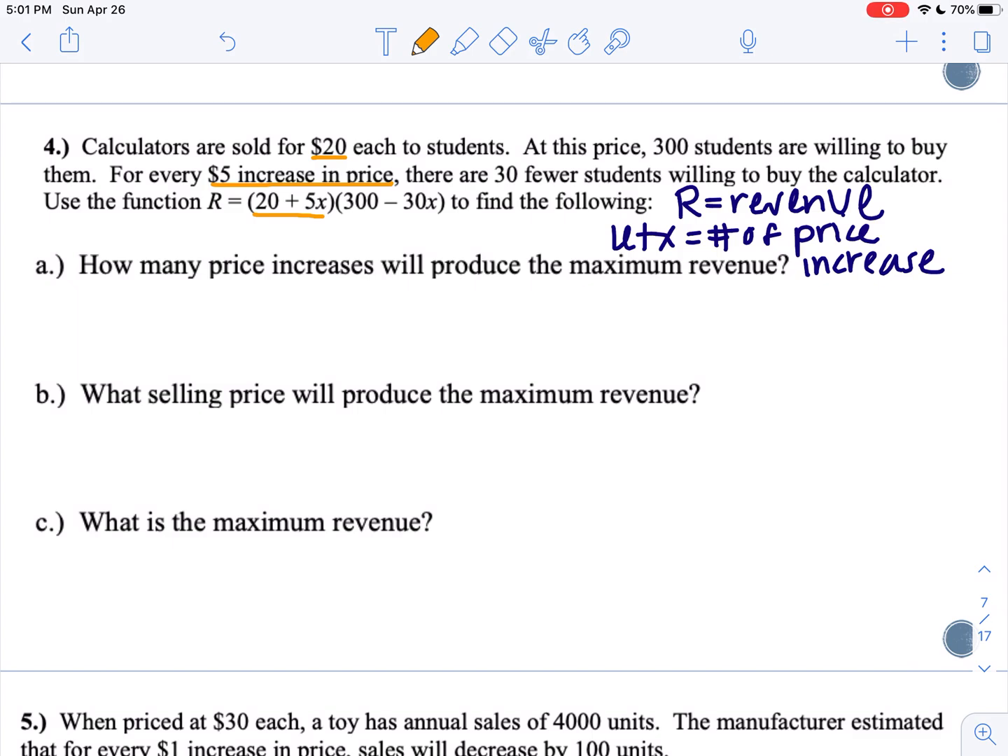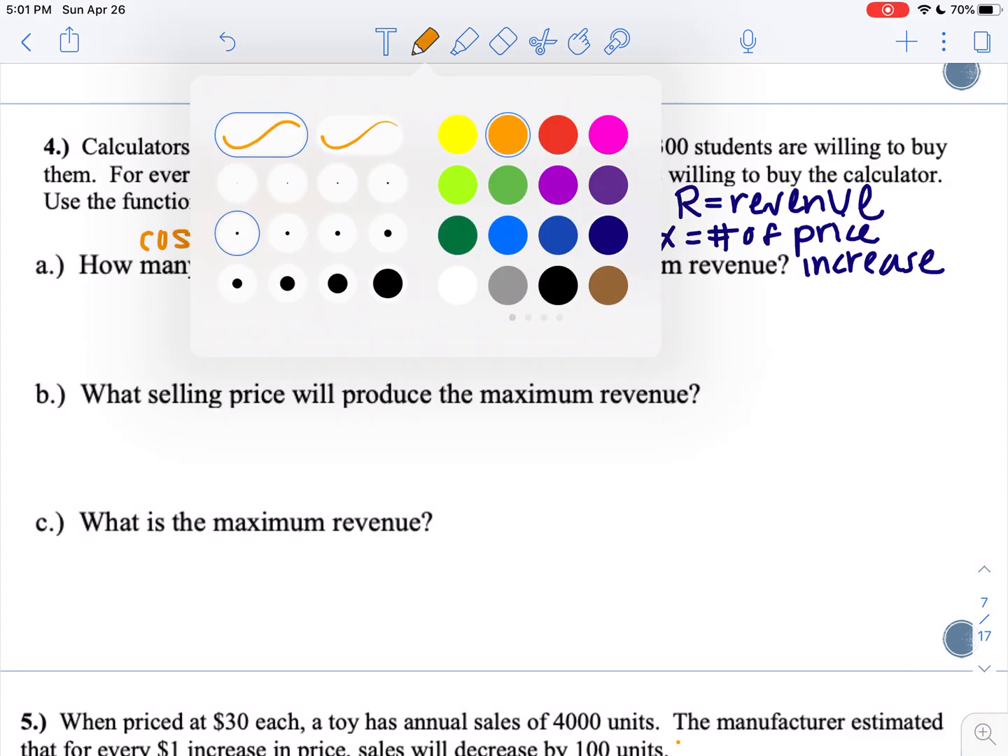So if x represents the number of price increases, if I only increase it one time, it's going to be $25. If I increase it 2 times, it'll be $30, and so on, right? So that's what that first binomial represents. This is going to represent my cost. I'm labeling this right now because when we get to number 5, they're going to ask you to write the function, so looking at some of these key features will help you.